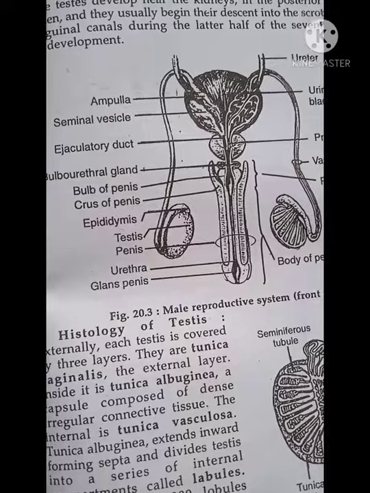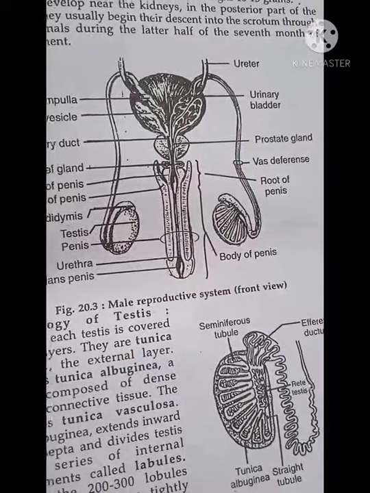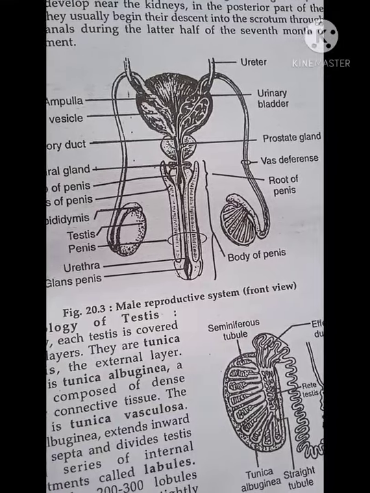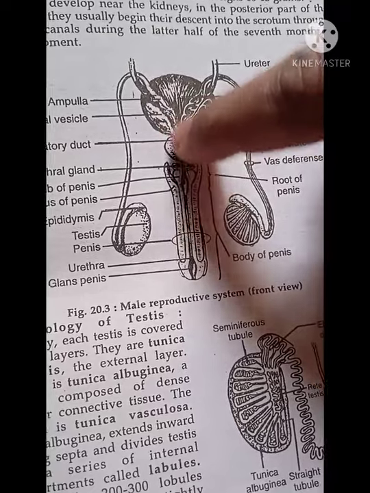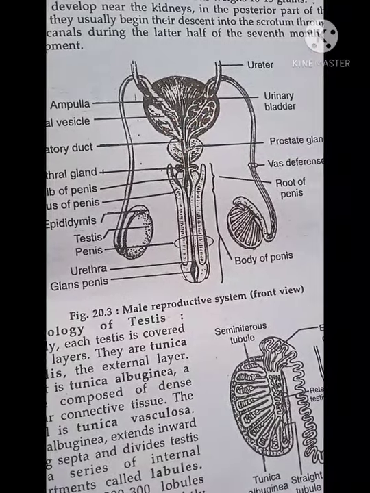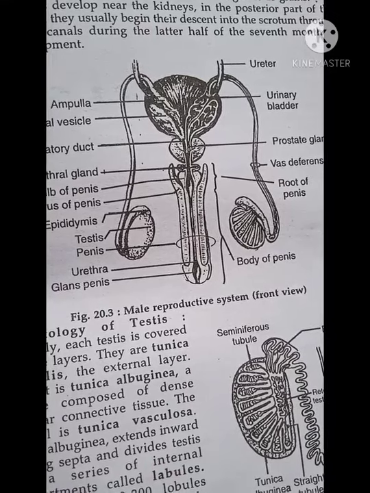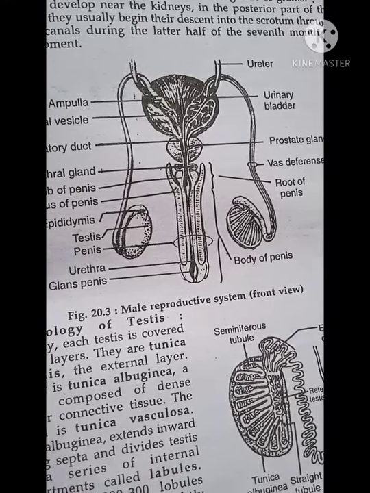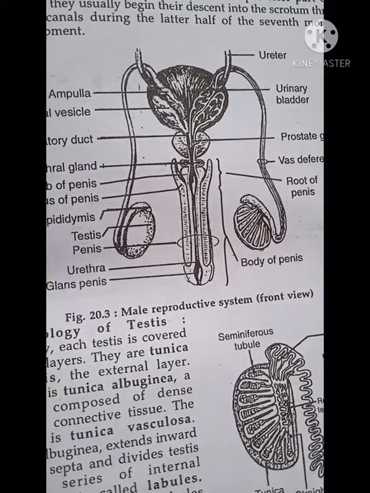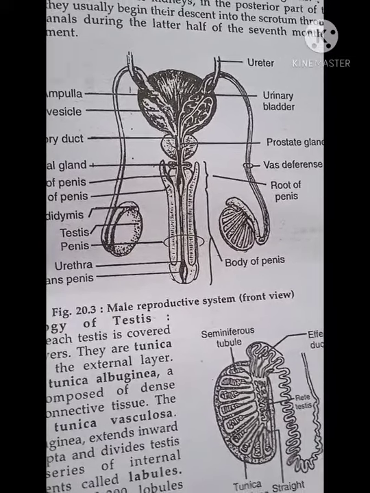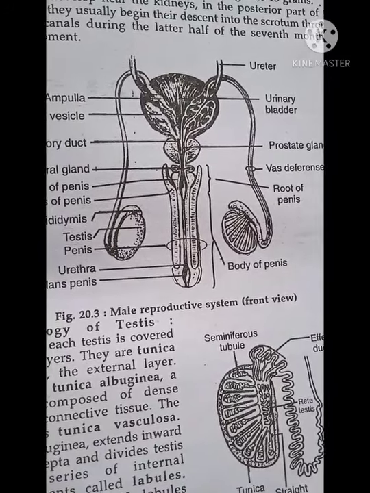Second gland is the prostate gland. You see here, this one is the prostate gland. It surrounds urethra just below the urinary bladder, which is present around the urethra and present at the base of the urinary bladder. It consists of connective tissue, smooth muscles, and glandular epithelial cells. It opens into urethra by small ductules.